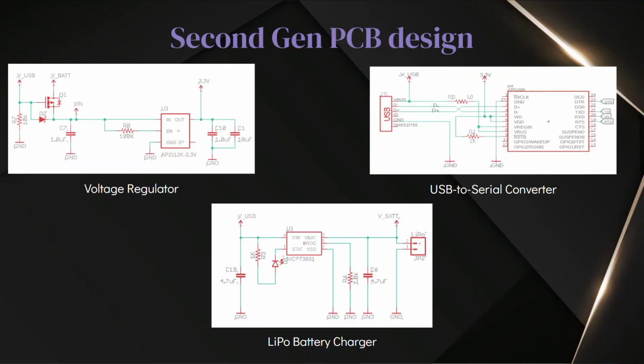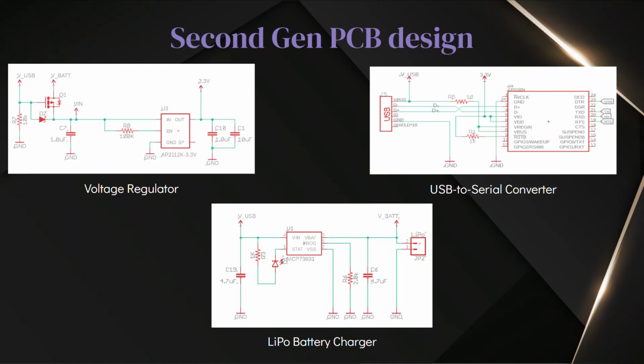Due to the simplicity and board size of our first gen PCB, we decided to construct a second gen PCB. This second gen PCB will still use the ESP32 chip module for its Bluetooth and Wi-Fi features. For the second gen PCB, we essentially created our own dev kit for our module. Our PCB design consists of 3 main systems.